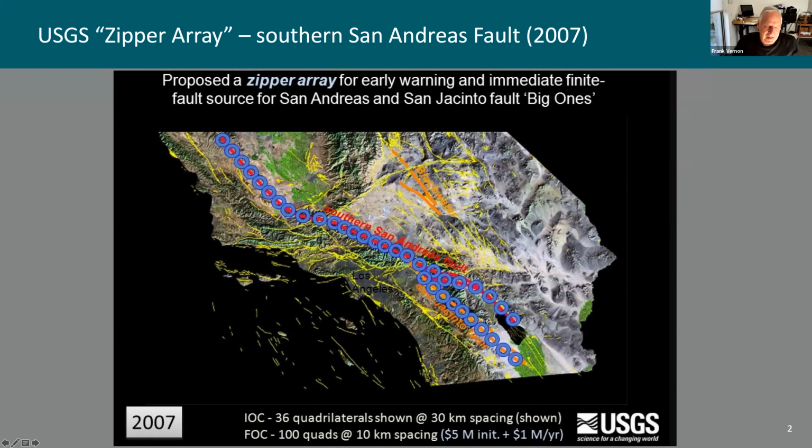Just as a heads up, we deployed with the University of Munich an iXBlue rotation sensor at Pinyon Flat a few weeks ago.